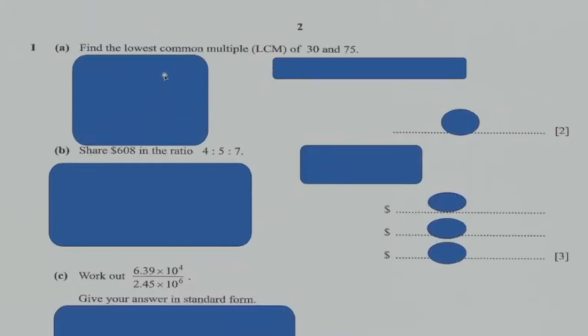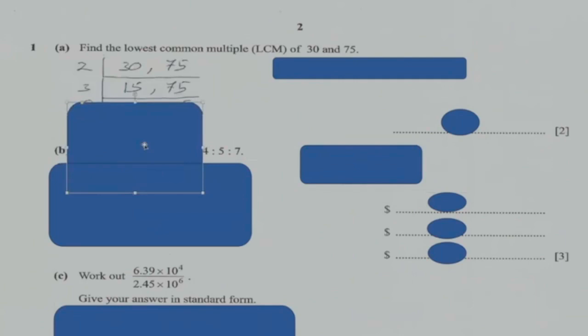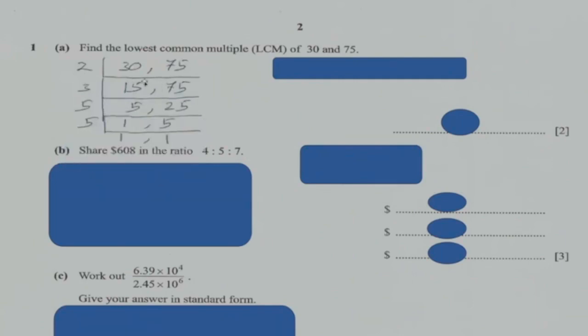Find the lowest common multiple, LCM, of 30 and 75. We have to divide these two numbers by prime numbers until we get 1. You can write it like this. So 30 and 75, we have to divide by prime numbers.